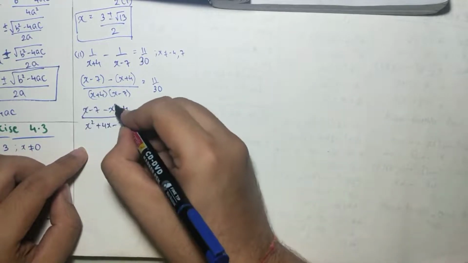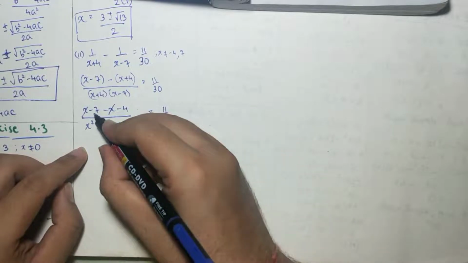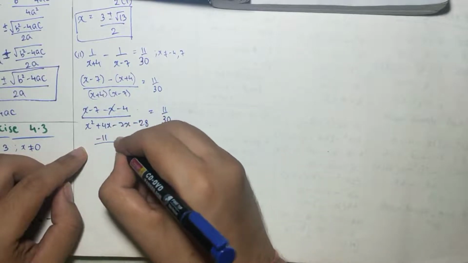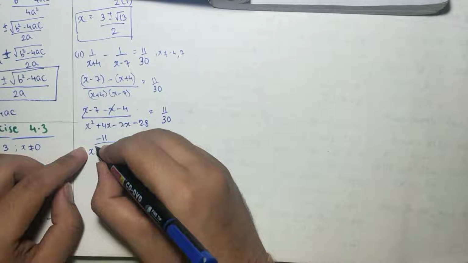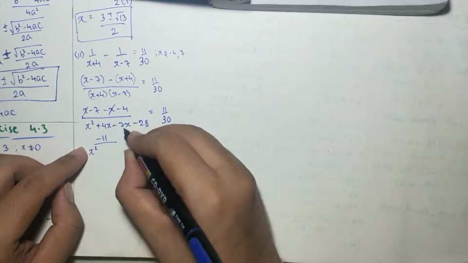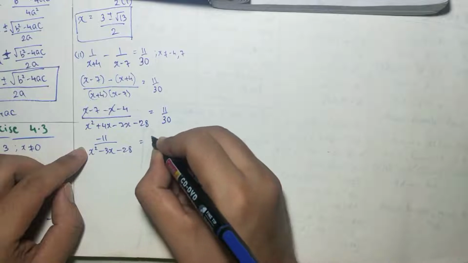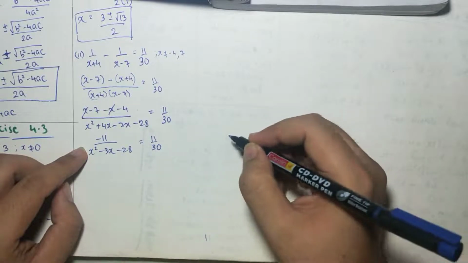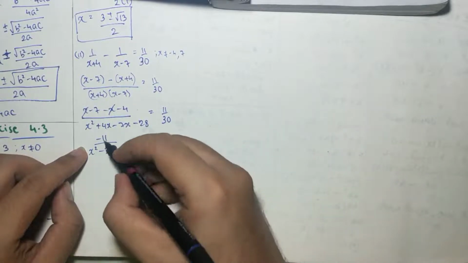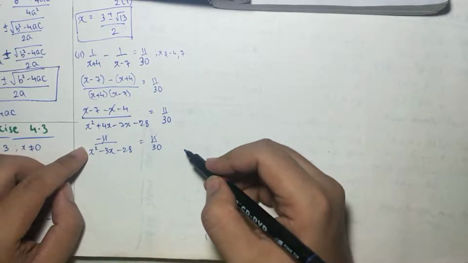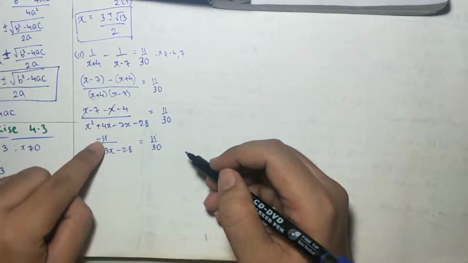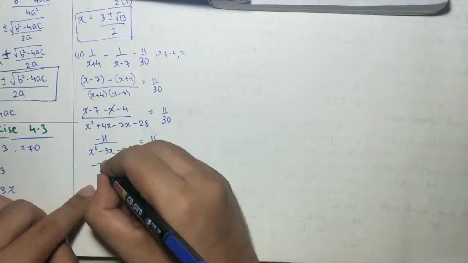In the numerator, you can see x and x get cancelled out. Minus 7 minus 4 will be minus 11 upon x square. This is 4 minus 7, that is minus 3x minus 28 equals to 11 by 30. This 11 and this 11 also cancelled out. This 30 will get multiplied to this minus sign. So this will be minus 30.